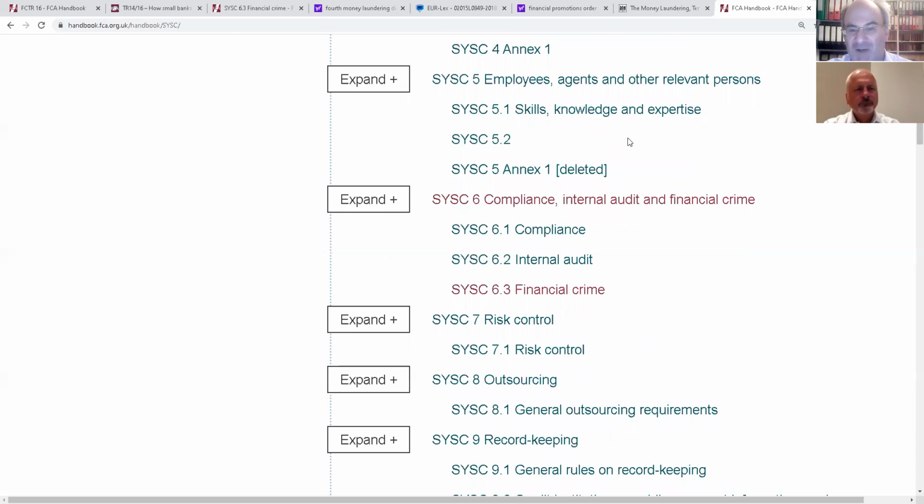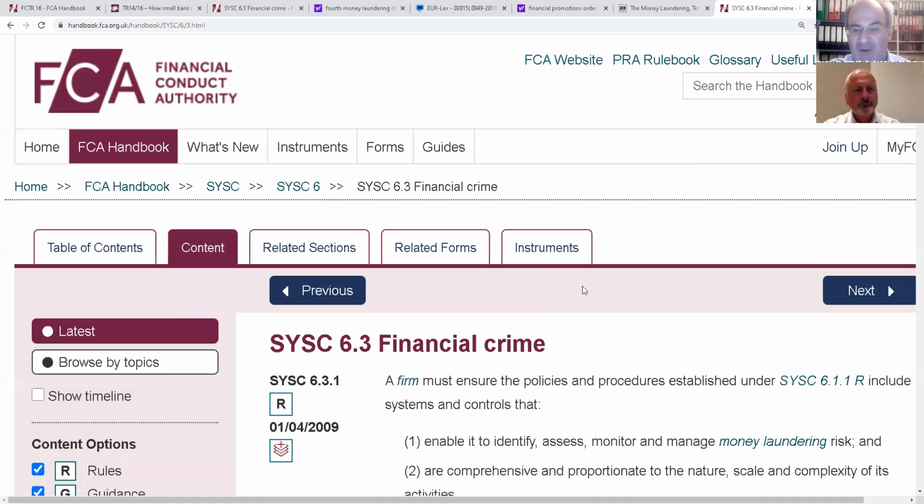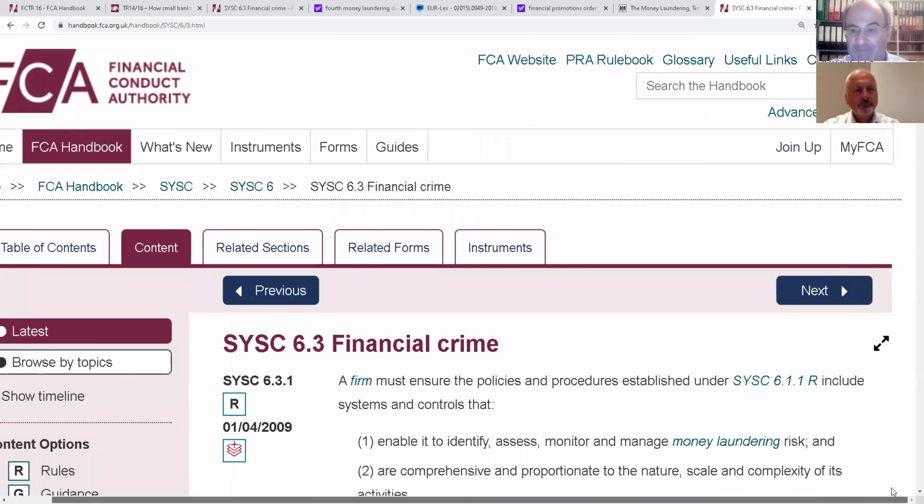Not only does it require staff to have skills, knowledge, and expertise, it reminds firms of the need for them to have integrity. It's also a values thing. But SYSC 6 deals with compliance, and as you can see, also financial crime. SYSC 6 states some general compliance points, but I think we should focus instead on SYSC 6.3, because I know that in financial crime, we're going to find anti-money laundering.